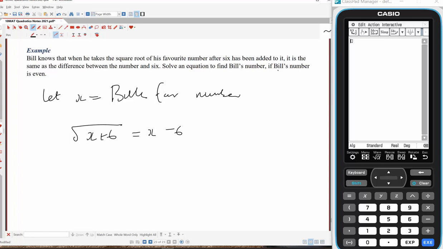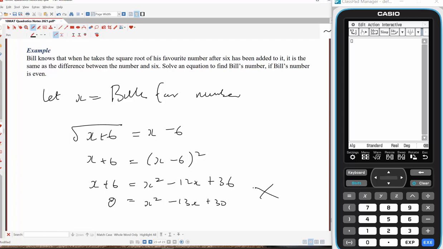Alright, solve an equation to find Bill's number if Bill's number is even. Okay, so let's go for it. What I need to do here is get x by itself. It's currently being square rooted on the left hand side, so I'll just square both sides. So I've got x plus 6 equals (x take 6) all squared. x plus 6 equals x squared, take away 12x, plus 36. 0 equals x squared, take 13x, plus 30.